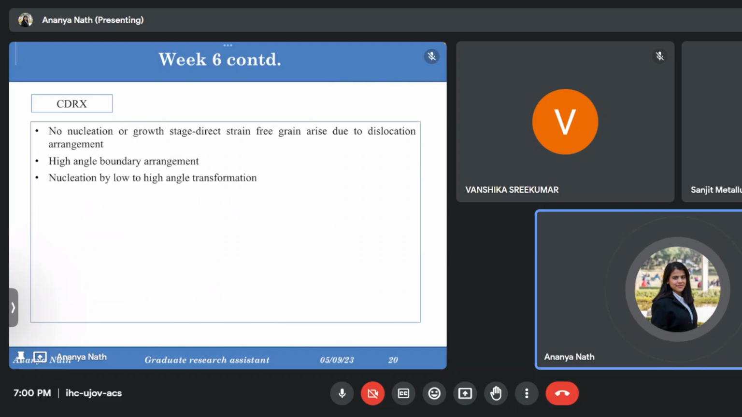Then nucleation by low to high angle transformation. So already the DDRX has taken place. After the DDRX is done, the grains are having some new grains at their boundary with the low angle configured dislocations. Now these low angle configured dislocations have continued moving instead of sitting in a particular place.